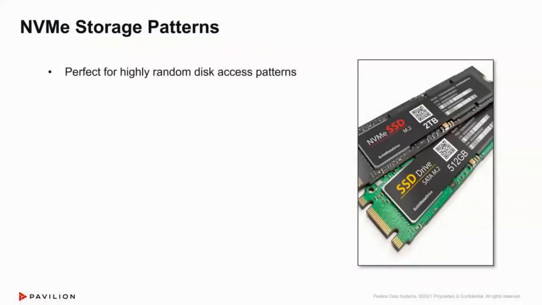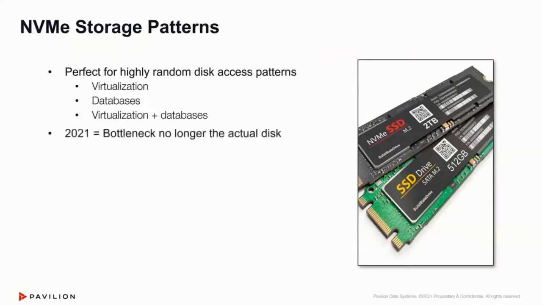It's extremely fast for random disk access patterns, which is amazing because when you start looking at things like highly virtualized environments or large relational databases, it's an incredibly random pattern, especially when you put this stuff together. Now, there are bottlenecks in every single IT stack. This is the hard part.